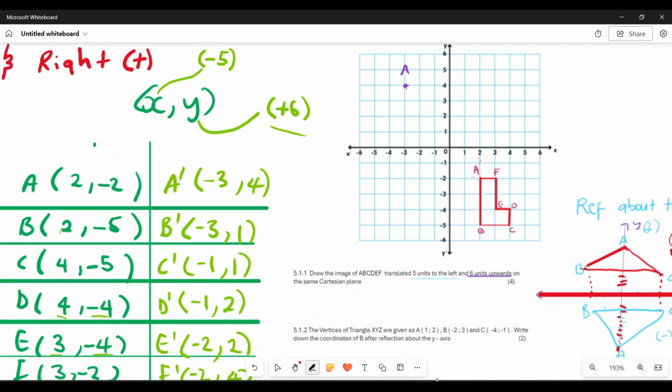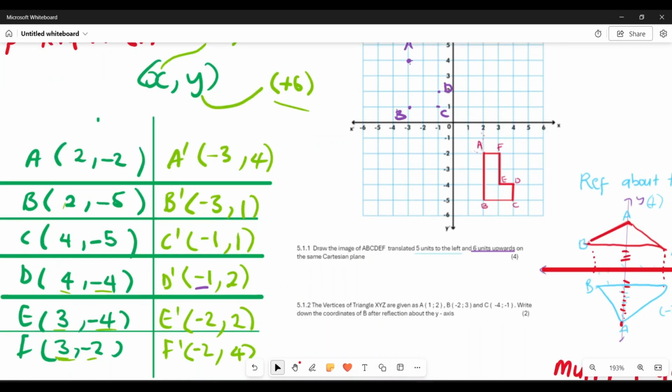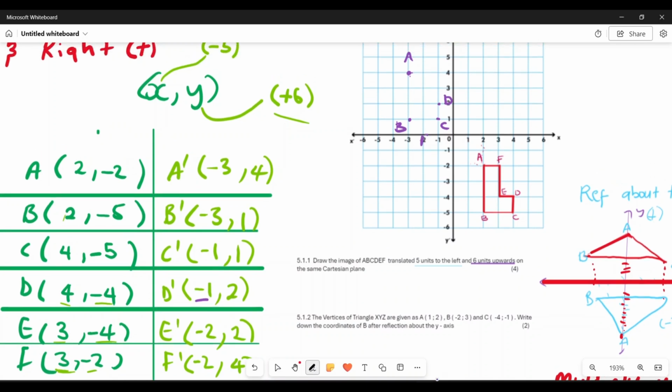Your B, its x is at -3 also, and the y is at 1. So this is where my B would be situated. Now, for your C, the x is at -1, and the y is at 1. So this would be your point C. Now, for your D, your x is -1, which is here, and your y is at 2. So this would be your point D. And for point E, it's -2, here's -2, and your y is at 2. So this is 1, this is 2, so this would be my point E.